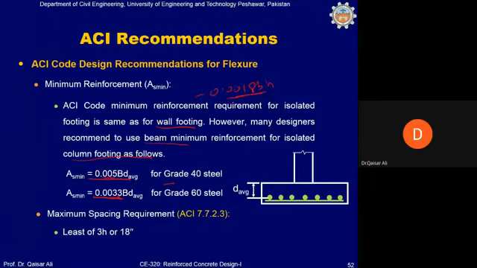In the case of wall footing, which is continuous, or raft footing or other combined footing which are continuous, we will use the recommendation of the ACI code, which is 0.0018 BH. But in the case of isolated column footing, there is no redundancy, and in order to design the isolated column footing such that no deficiency or problem occurs, we place reinforcement almost double of what is recommended by the ACI code. And the spacing is 3 inch or 18 inch.